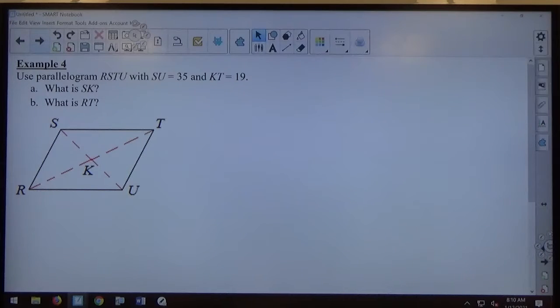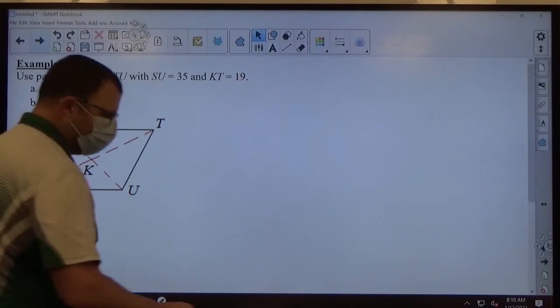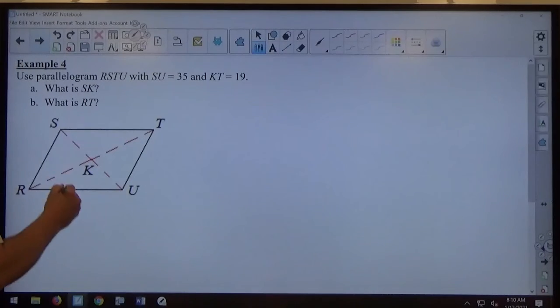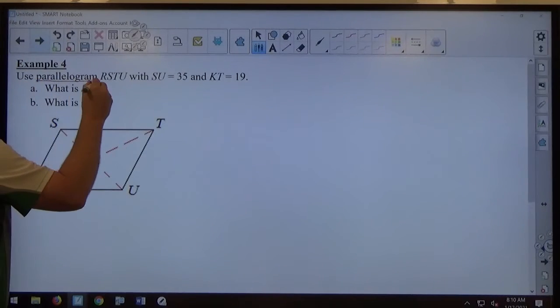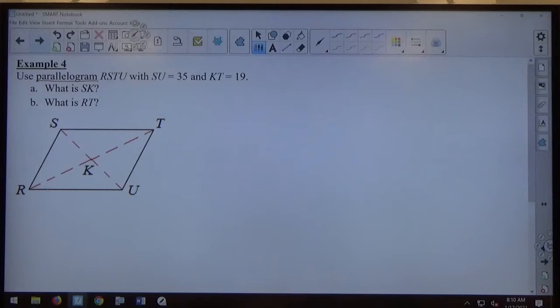Okay, moving on to example 4, it says use parallelogram RSTU with SU equals 35 and KT equals 19. They ask us for some measures. So once again, it says parallelogram. So this is a parallelogram, so all the properties of parallelograms are alive and well in this one.